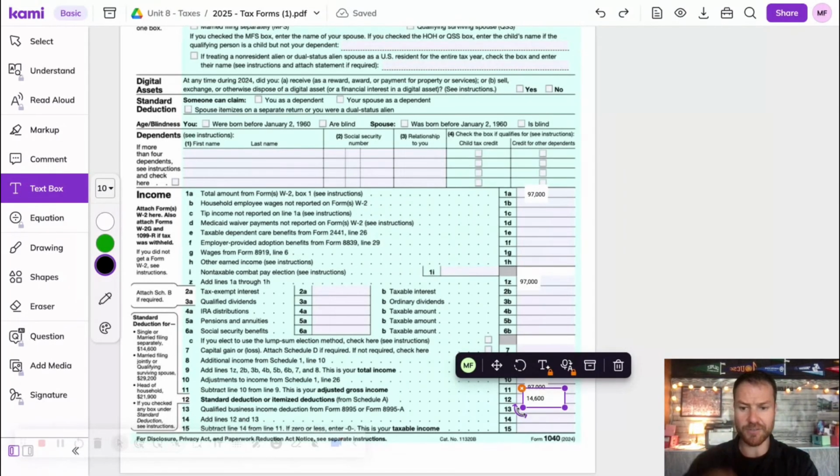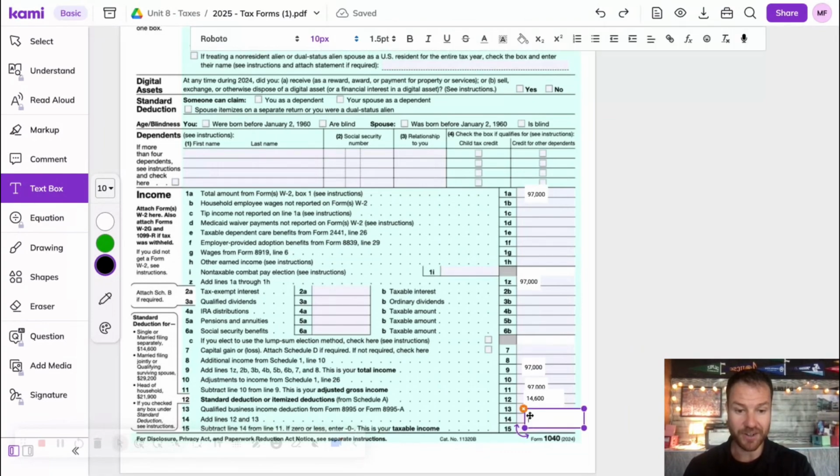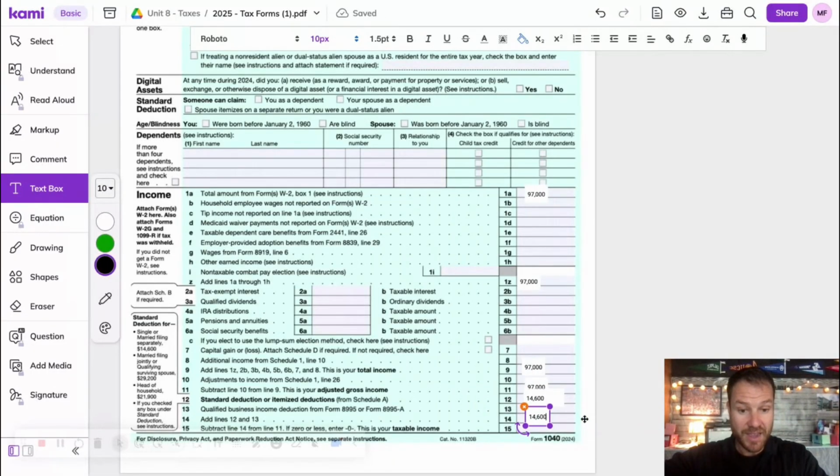I keep looking down further and it says add lines 12 and 13 together. Those are not going to be much different, other than it's still $14,600 for that standard deduction. It then tells me, and I'm looking at line 15 now, to subtract line 14, which is $14,600, my standard deduction, from line 11, which was my taxable income from the W-2.